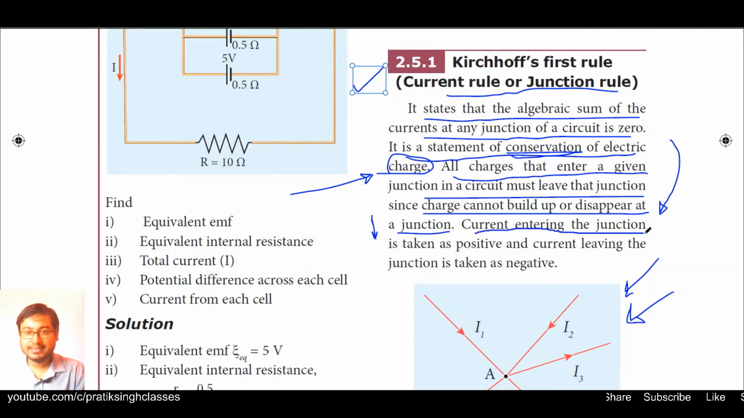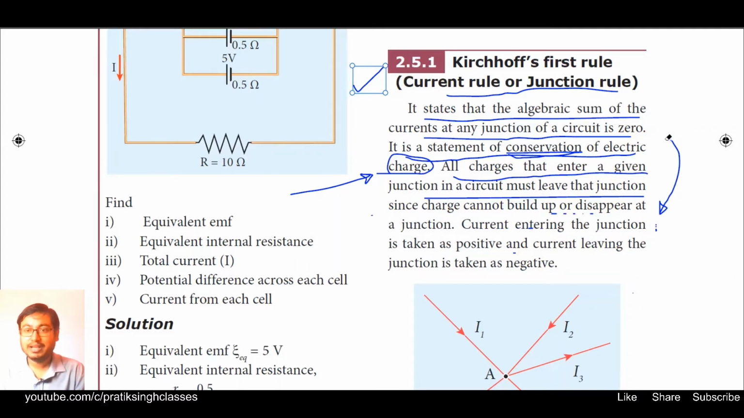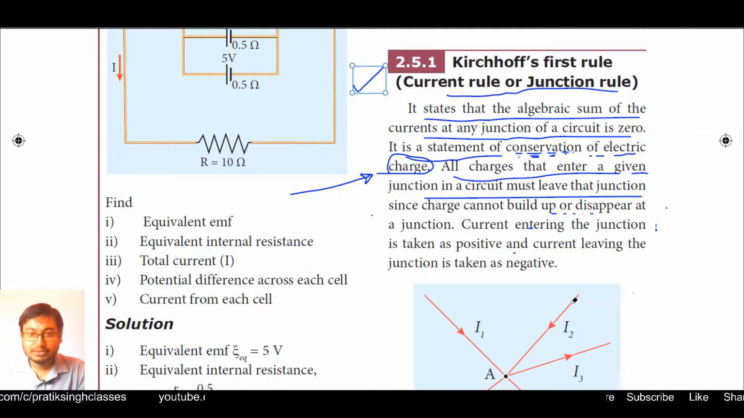Current entering the junction is taken as positive and current leaving the junction is taken as negative. This is just a convention: if anything is coming inward, we take it positive, and if anything is going outward, we take it negative. So at a junction, total current incoming is taken as positive and total current going out is taken as negative. Here the positive and negative signs don't mean magnitude, they only mean the direction of the current, coming and outgoing. So let us see this mesh, this diagram given here.